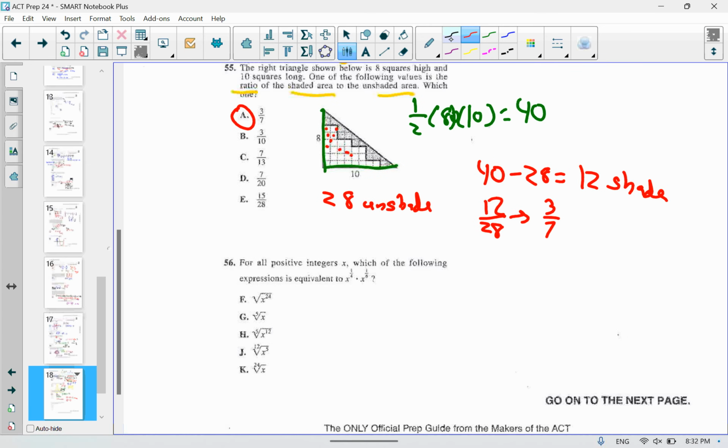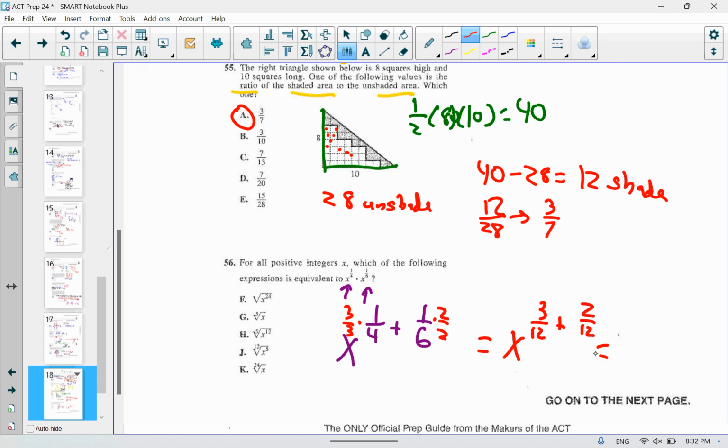Okay. Here, I am multiplying the same base, so I would add the exponents. So I get x to the 1/4 plus 1/6. I need common denominators. In this case, it would be 12. So I'd multiply this by 3 over 3, this by 2 over 2. So I would get x to the 3/12 plus 2/12, which would give me x to the 5/12, which can be rewritten where my denominator is my root and my numerator is my exponent. So that'd be the 12th root of x to the 5th. In this case, letter J.